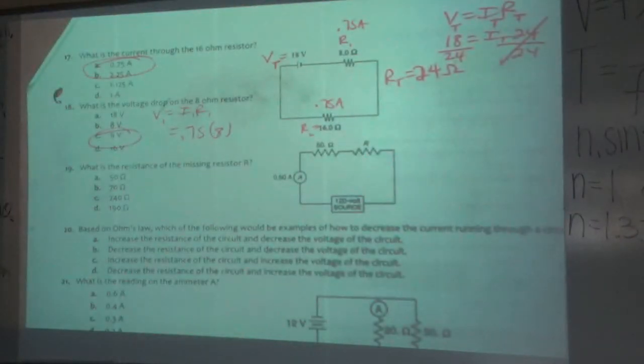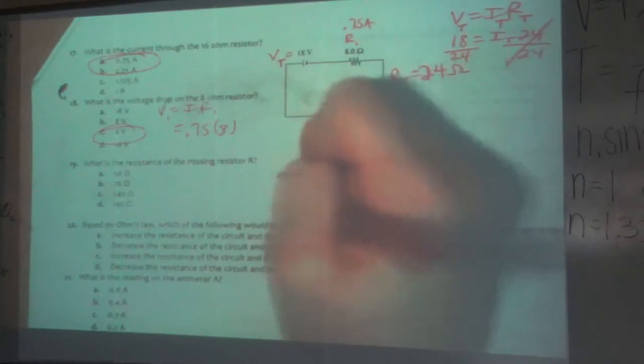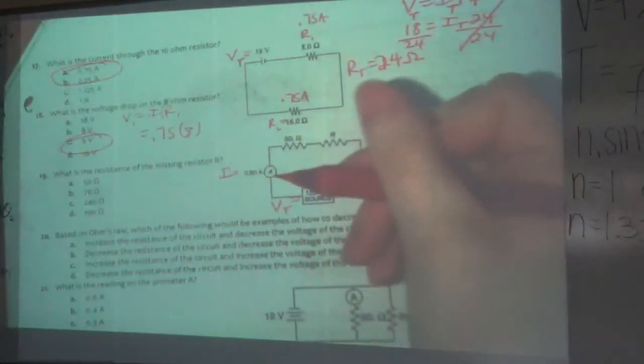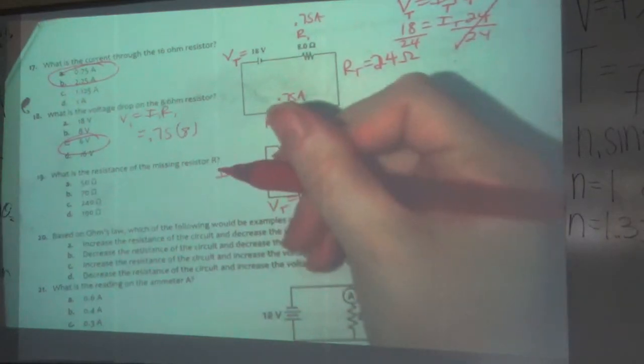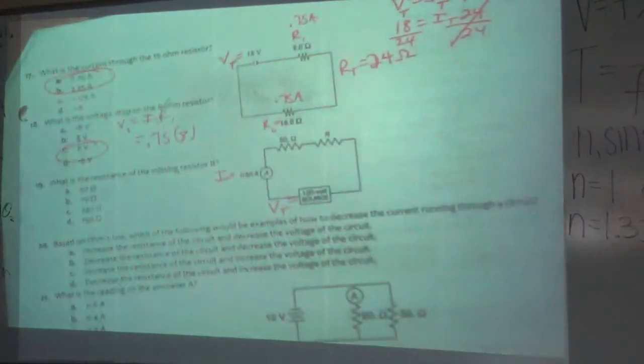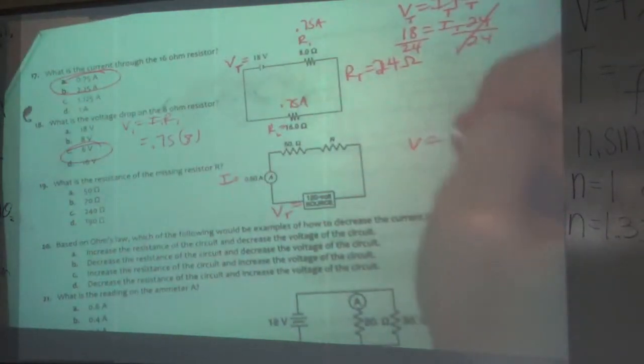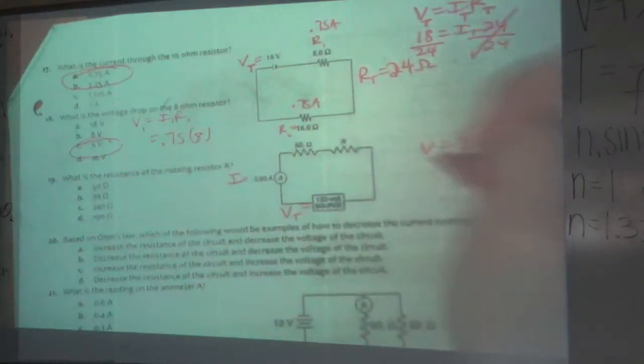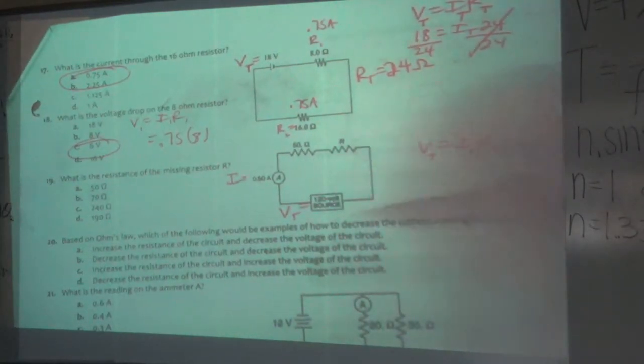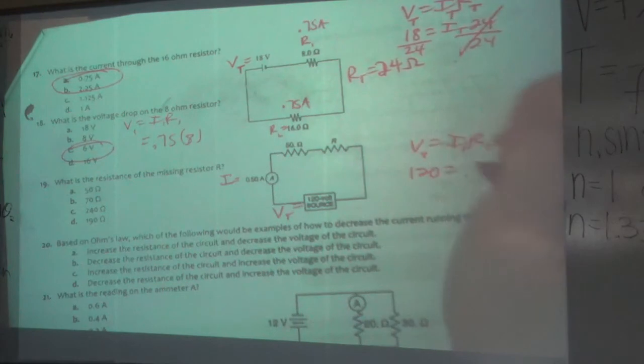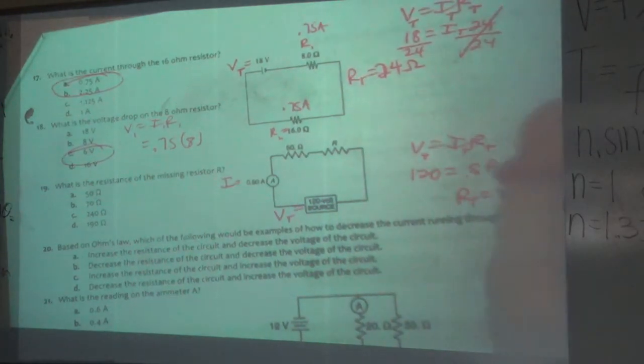The resistance of the missing resistor, so there are 2 ways you can do this. What I do is I say, okay, this is V total. This one is I. It doesn't matter which I you call it. It can be I1, I2, or I total, because I is all the same. So I'm going to use V equals IR. If I have this voltage right here, then when I plug in the 120 and 0.5, when I divide over, that's going to give me R total is 240.